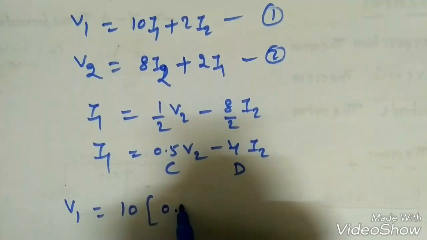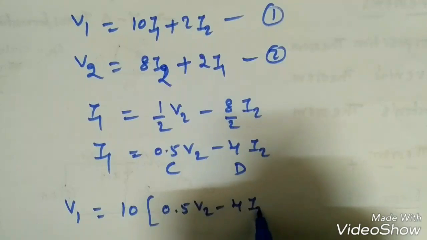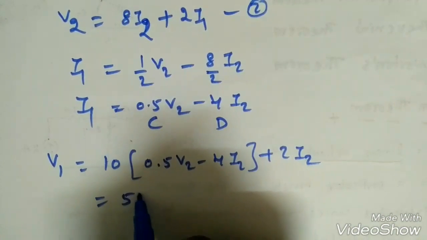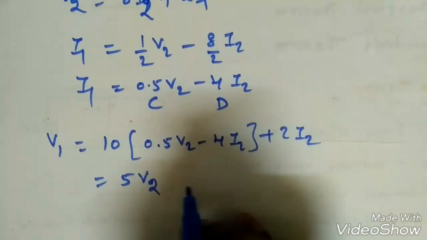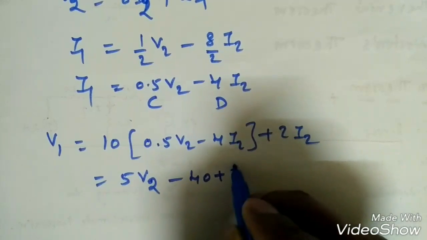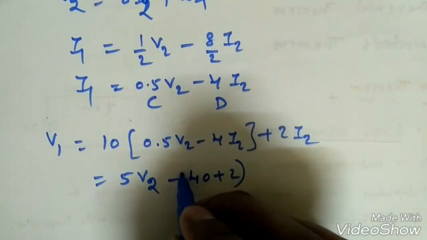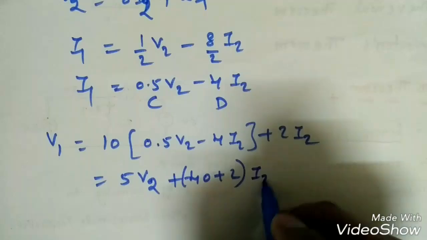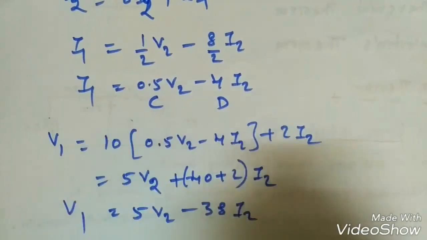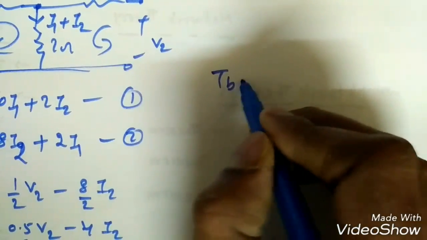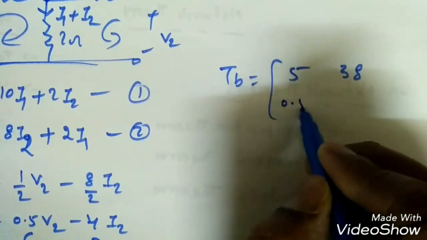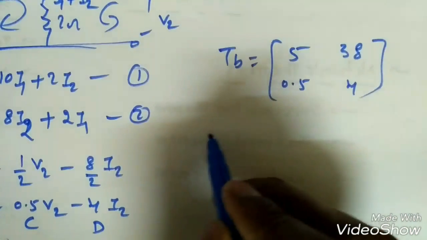So 10 I1 is 10 into 0.5 V2 minus 4 I2, plus 2 I2. If I rearrange, 10 into 0.5 means 5 V2, minus 40 I2 plus 2 I2, it is nothing but 5 V2 minus 38 I2, which is V1. So what is TB? It is nothing but 5, 38.5, 4.